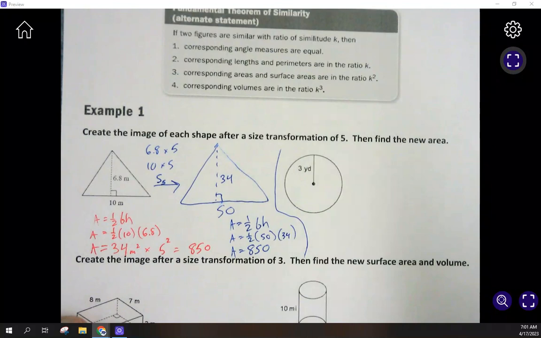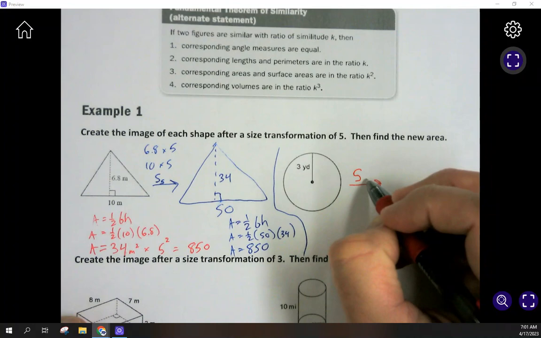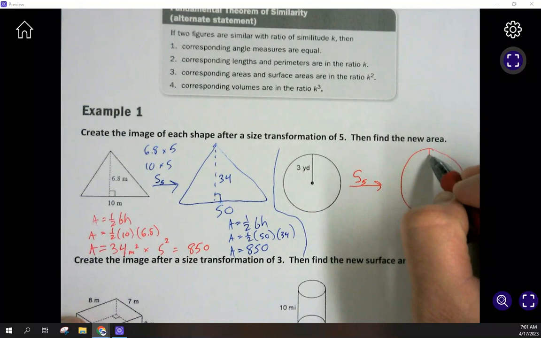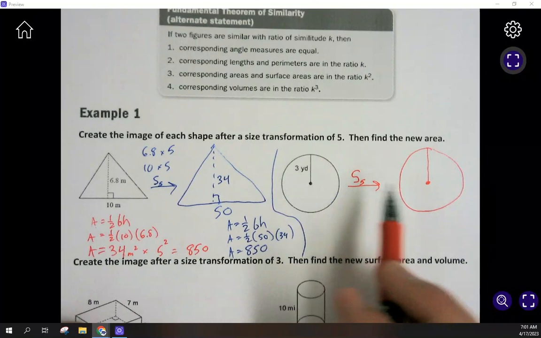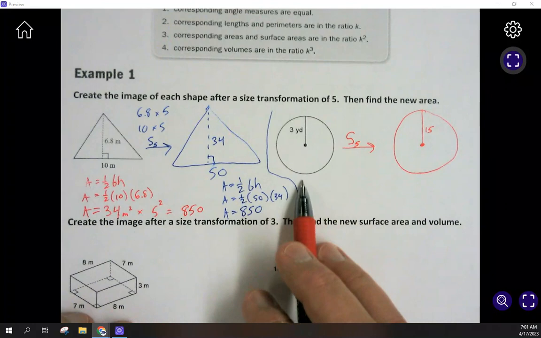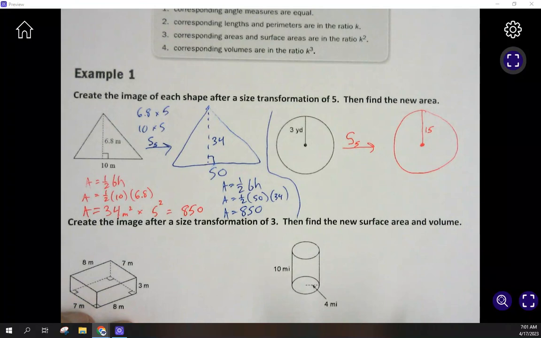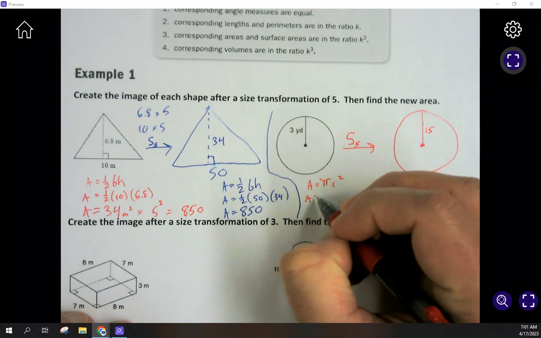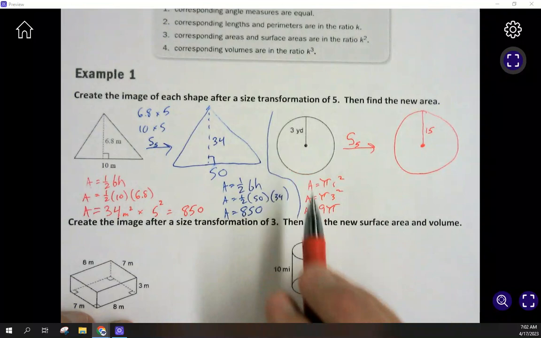So let's look at the same thing with the circle. If we perform a size transformation of 5 on the circle, again, not enough space to physically make it 5 times bigger, but we will change the dimensions here. 3 times 5, now the radius is 15. The old diameter would have been 6. The new diameter is 30, 5 times bigger. So the original area here, pi r squared, 3 squared, 3 squared is 9. So the original area was 9 pi.